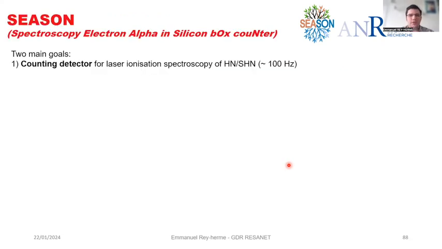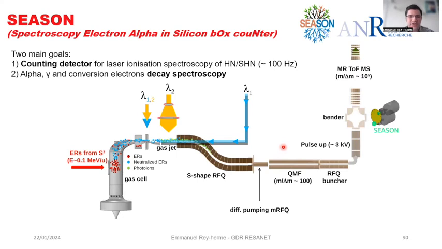So SEASON wants to act as a counting detector for laser ionization spectroscopy and at the same time to perform alpha, gamma, and conversion electrons decay spectroscopy, and all of that at the low energy branch at S-cube. The idea is that the beams from S-cube will arrive from here, will be stopped in a gas cell, neutralized, and then extracted, formed into a gas jet in which laser ionization spectroscopy will be performed, and then guided here up to the SEASON detector, which will count the ions through the decay products.